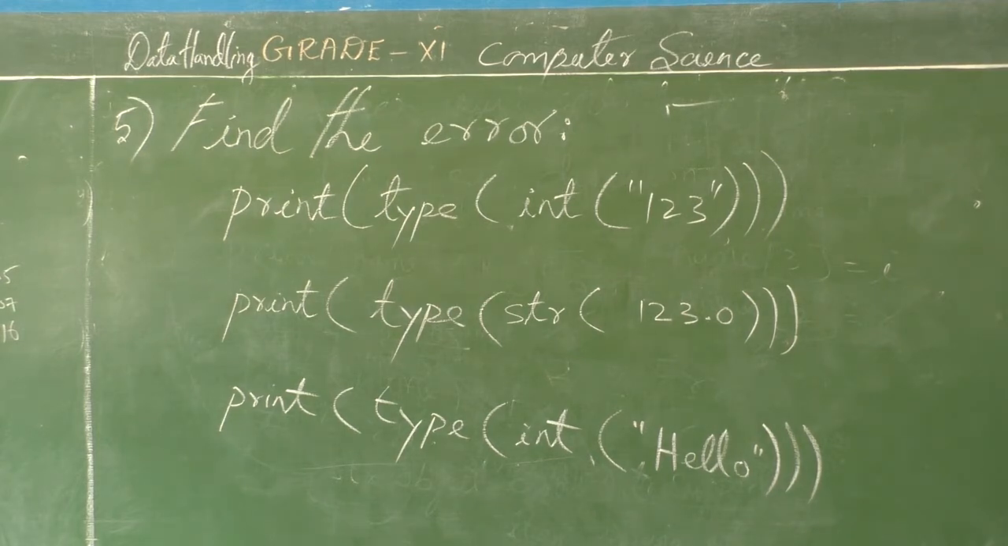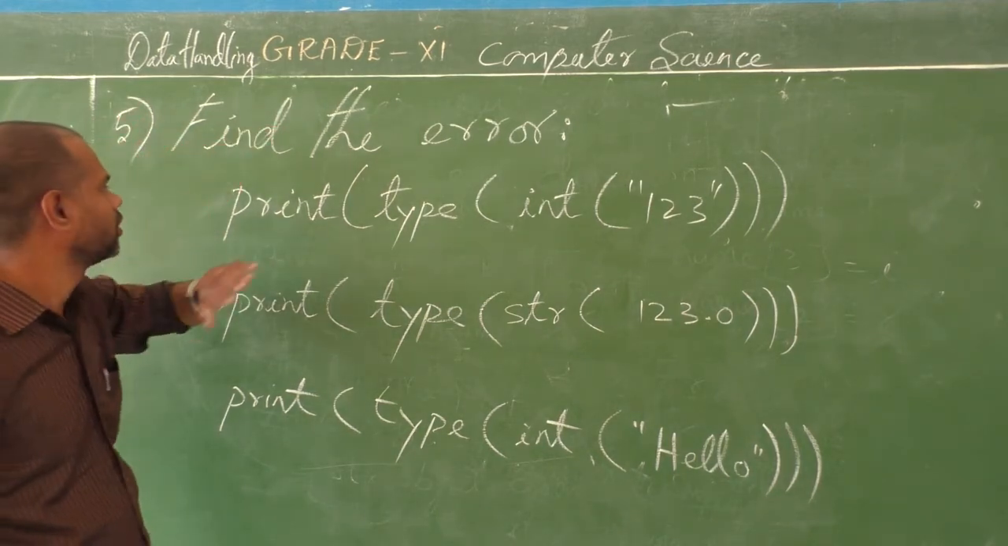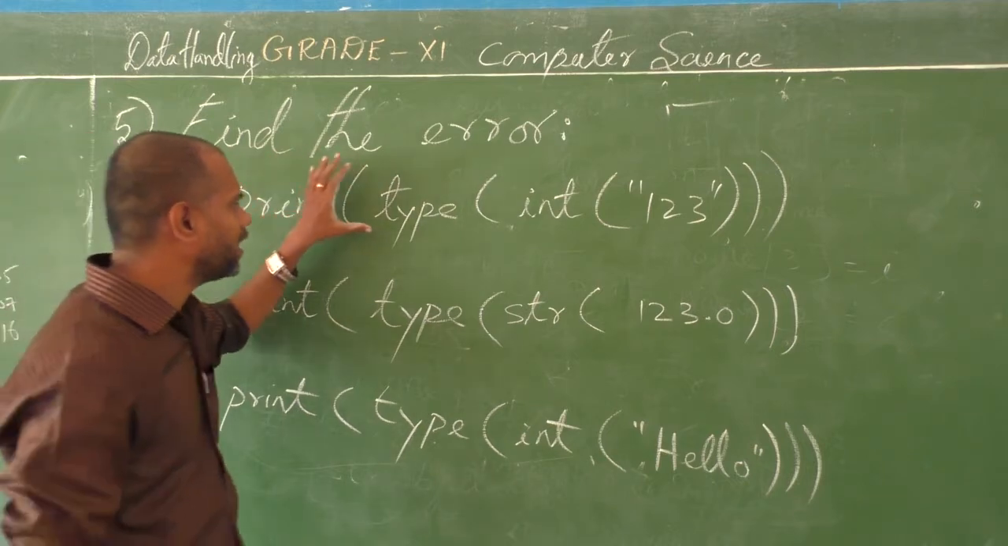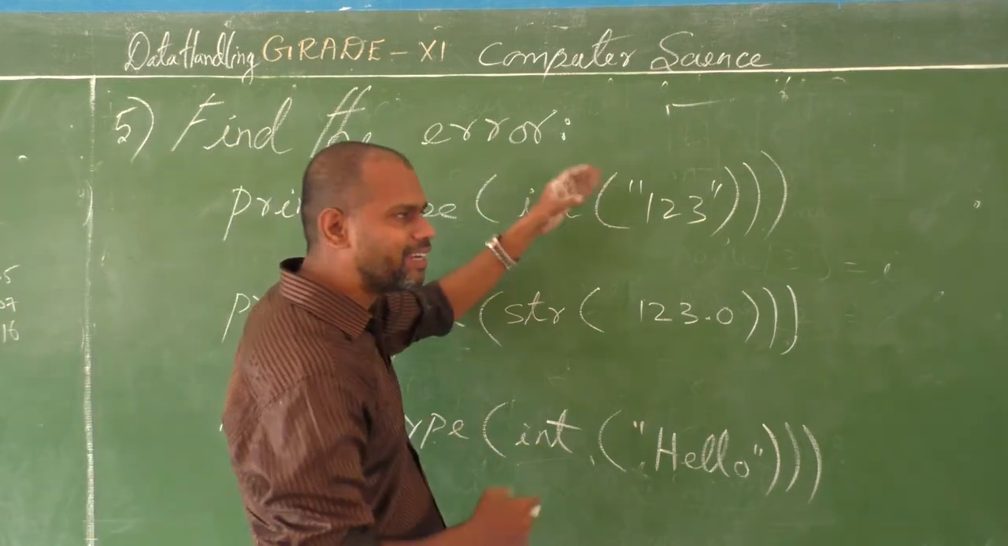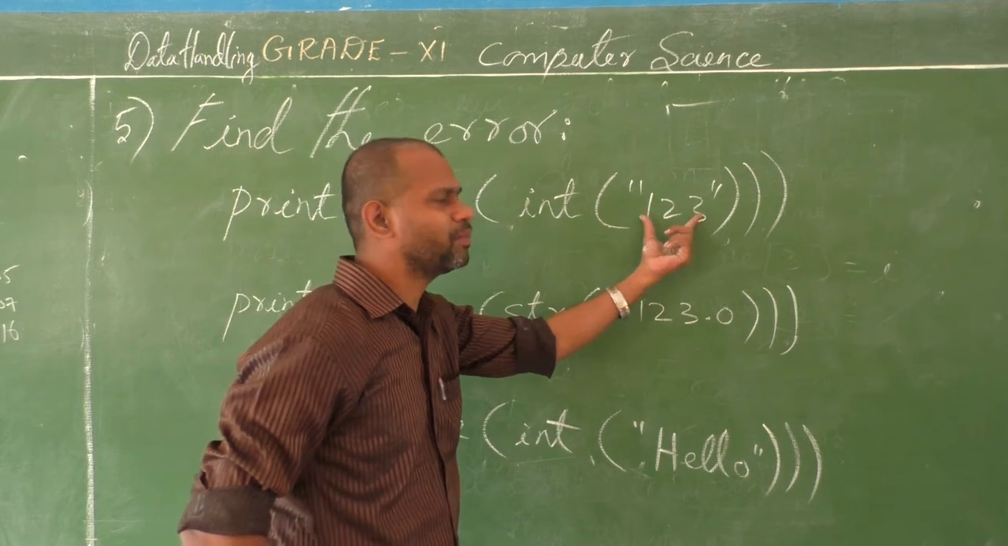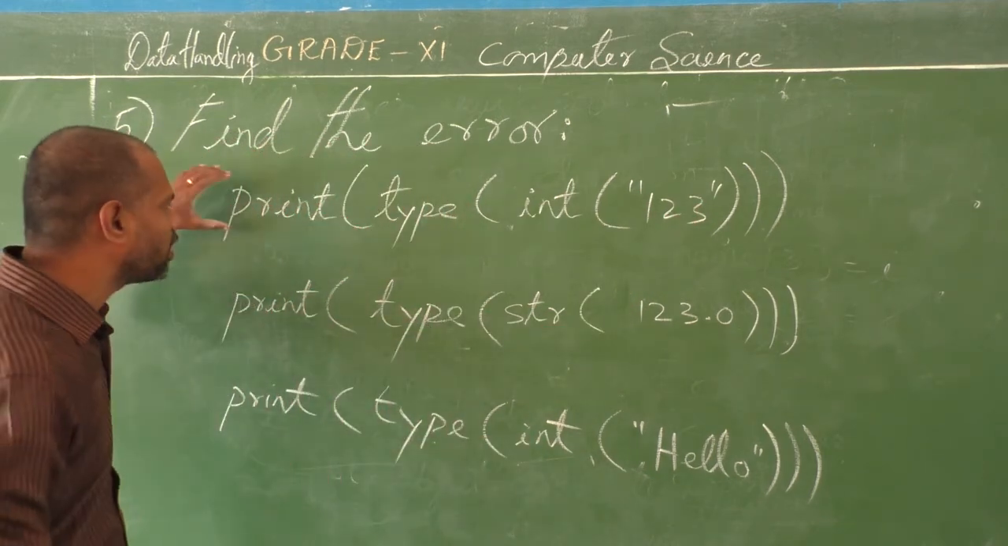Okay, students. Now we are going for the next question. Find the error. Print a function inside that type function, inside that int function, inside that "1, 2, 3", which is nothing but a string. Now, what is the output for this line?